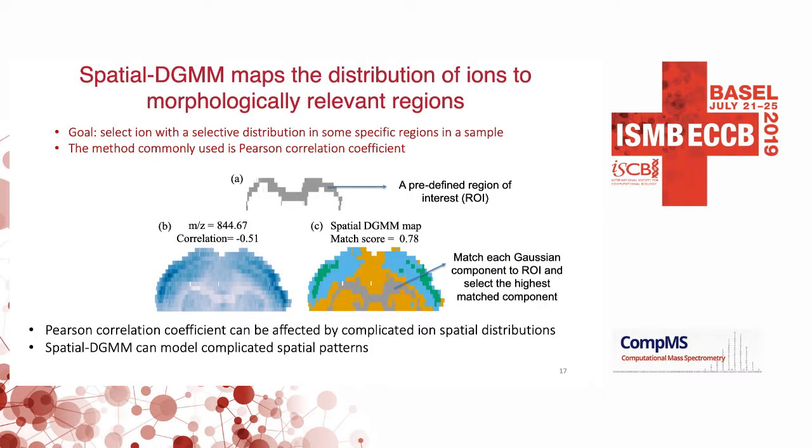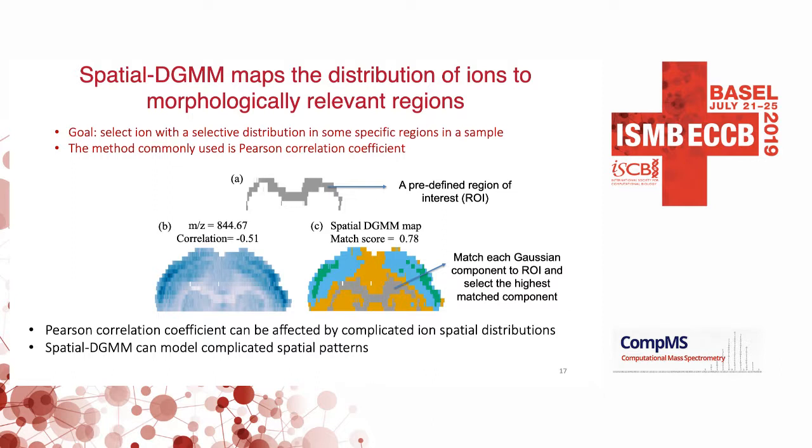So in the following, I'm going to talk about how this model can be applied to downstream analysis and the advantage of using this model instead of just the input of ion intensities. As we talked about in the introduction, one of the goals is to select ions with a selective distribution in some specific regions in a tissue. The commonly used method is Pearson correlation coefficient.